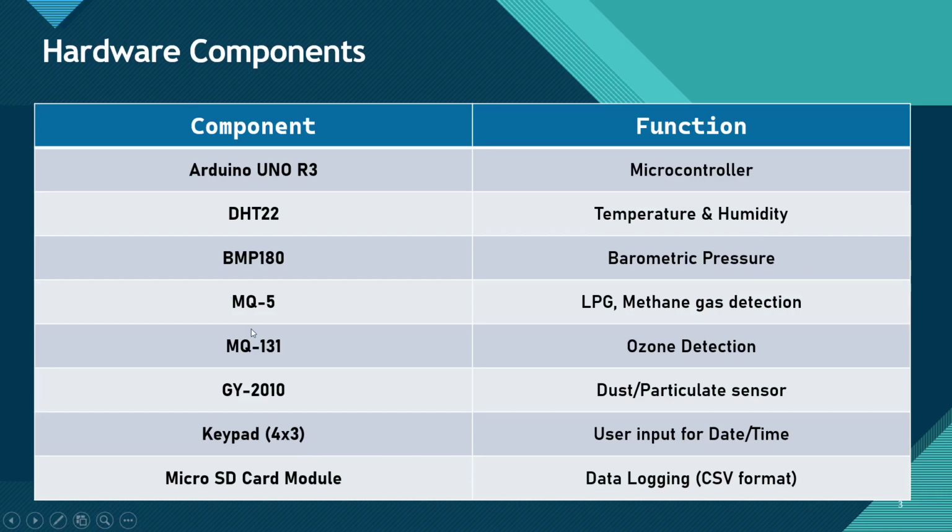The next two sensors, which are part of the MQ sensor family, are mainly used for detection of gases. The MQ5 sensor is used for LPG, methane and some other types of gases detection. The MQ131 is solely used for ozone detection. The GY2010, also known as PM2.5, is a dust or particulate sensor. The keypad is mainly used for the input for date and time and then log data every 1 minute into the CSV file. And a micro SD card module, where we put the micro SD card, acts as an adapter with the Arduino Uno.